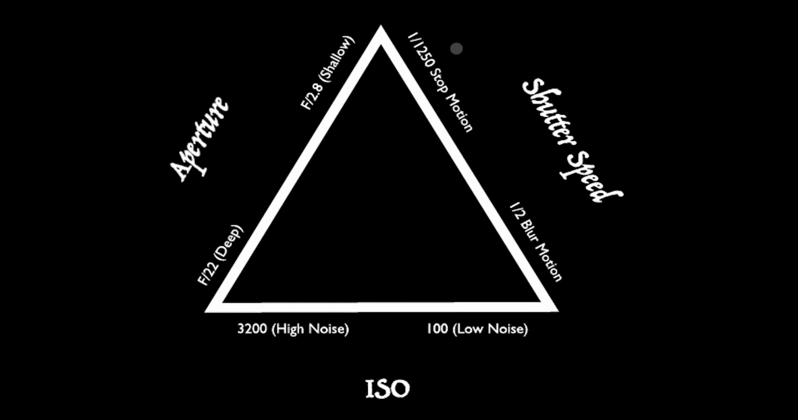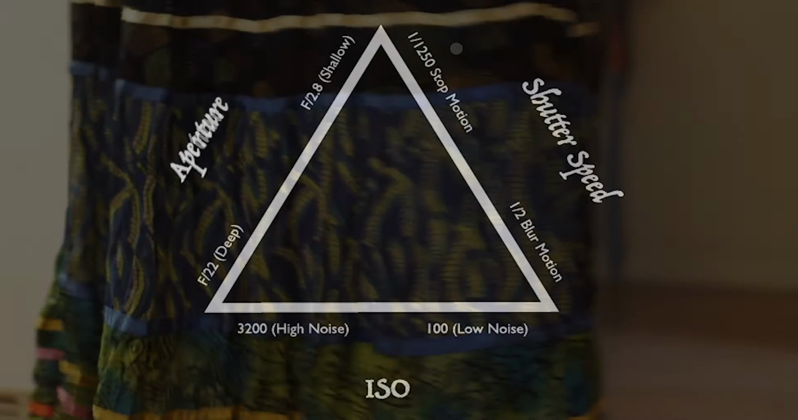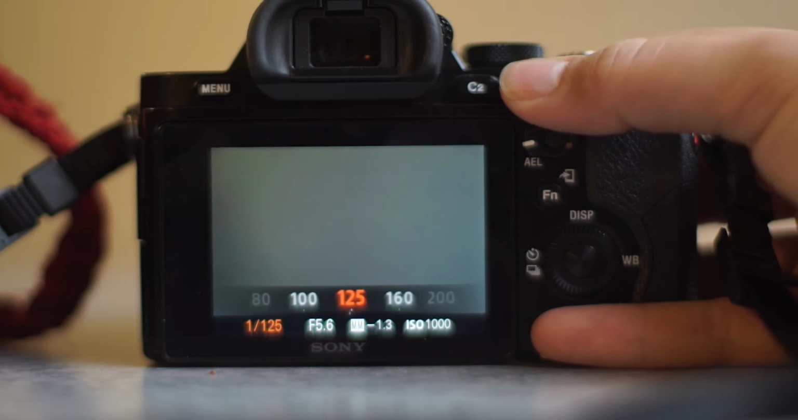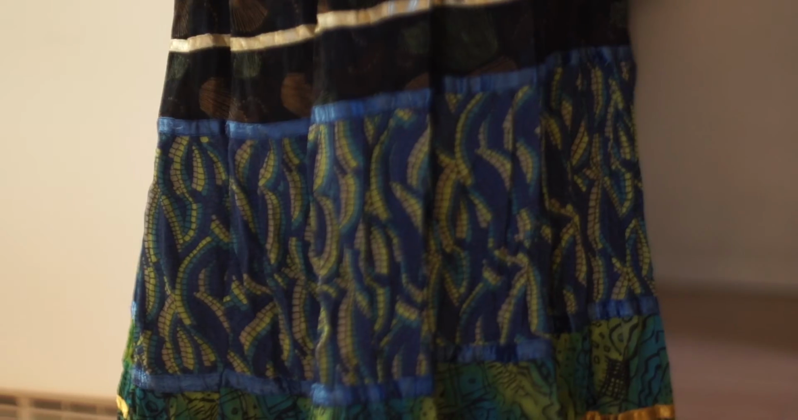To illustrate this, let's say you're trying to get a shot of a spinning skirt. With a slow shutter speed, the motion of the skirt is very blurred. Maybe not the best shot. If you bump your shutter speed, you start to see a sharper, more detailed image when you take a shot.